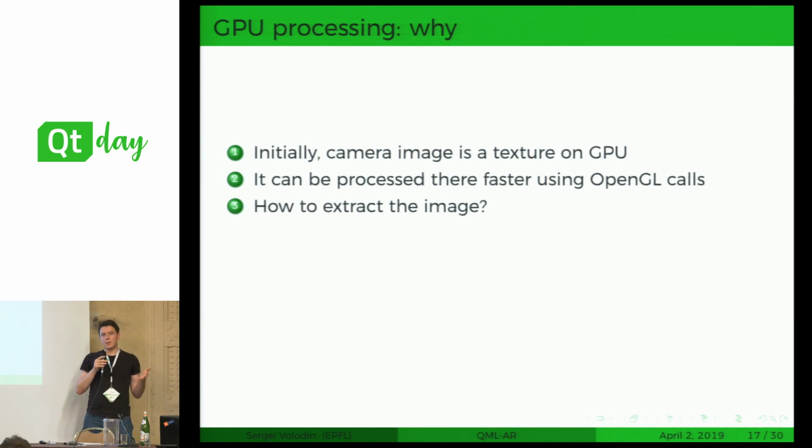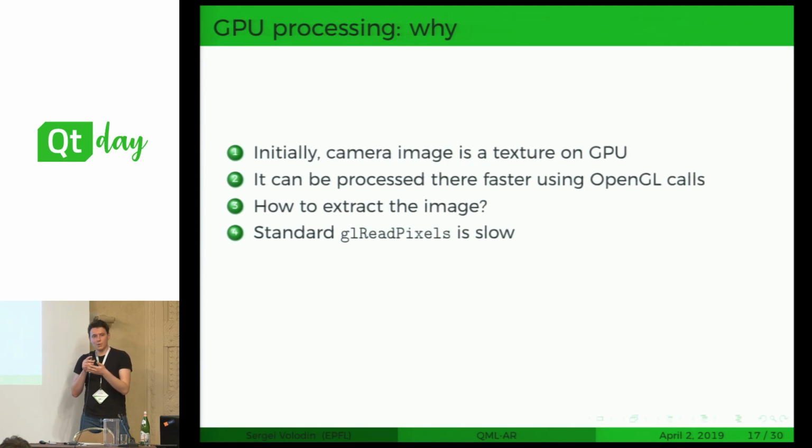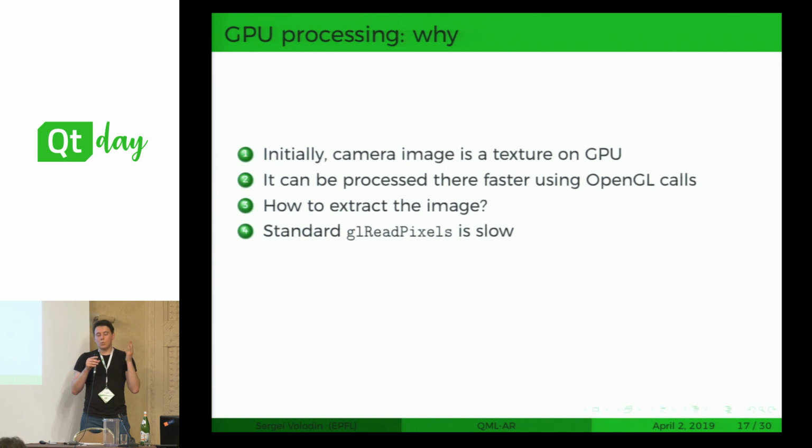The question is how to extract the image from the memory of the GPU. For example, on the desktop platform, there is a natural solution which would work also on Android. This is a standard call to OpenGL. But the problem with it is that it's very slow, because it's copying data from GPU memory to CPU memory. So the time is at least big O of the number of pixels, which is too slow.